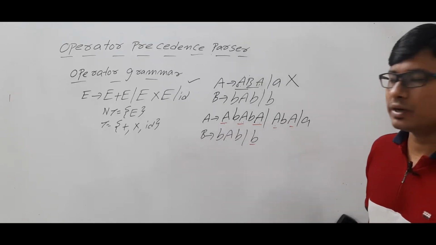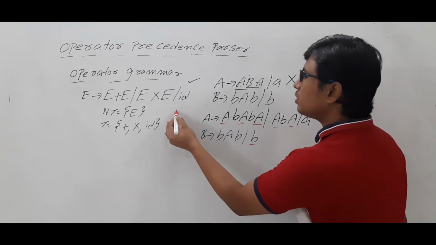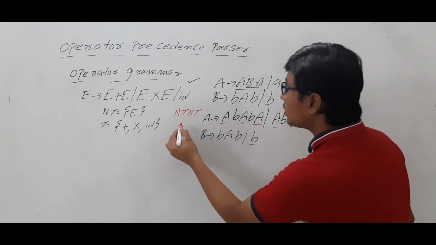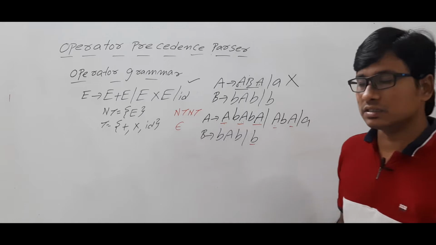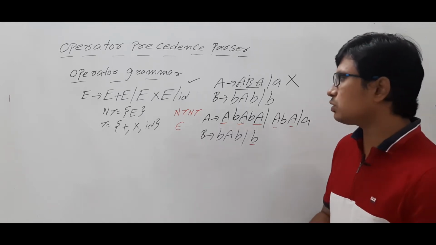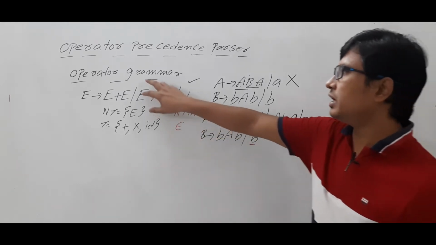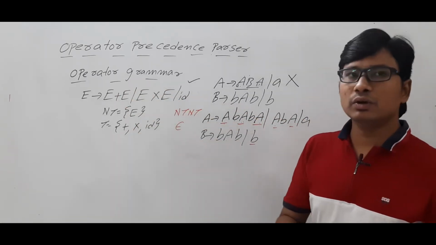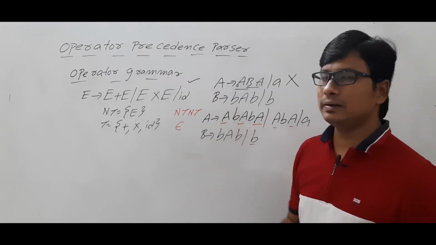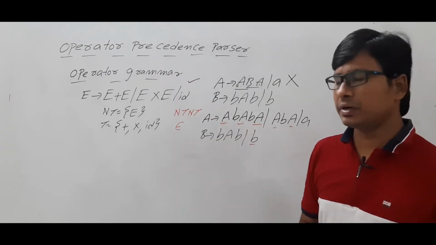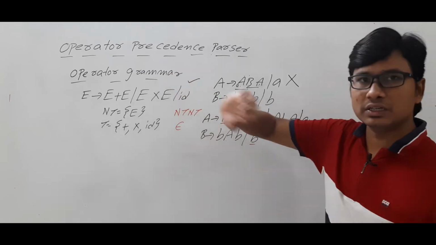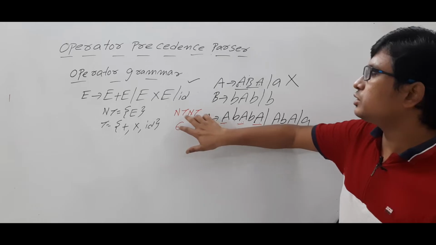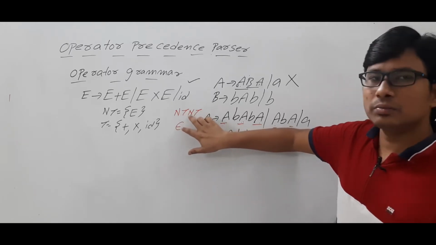So an operator grammar will not allow two non-terminals adjacent to each other, and it will not allow epsilon productions. This is very important. These are the two rules any grammar should satisfy to become an operator grammar. In the operator precedence parser, we only look at operator grammars. I hope you have understood what an operator grammar is. It should not consist of epsilon productions, and it should not consist of any non-terminals adjacent to each other.